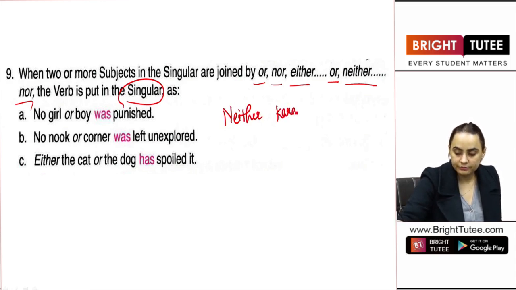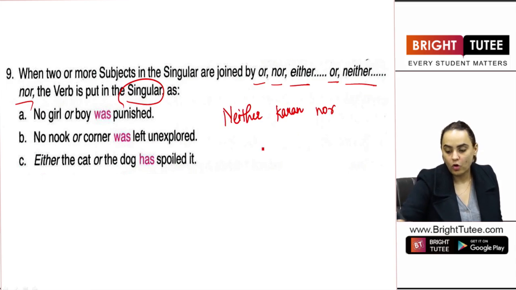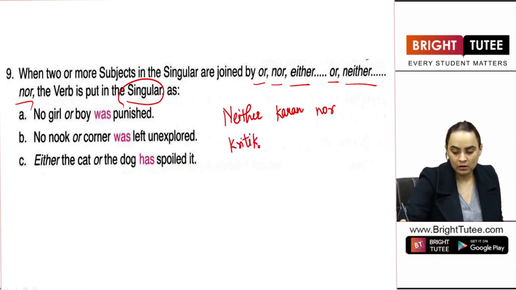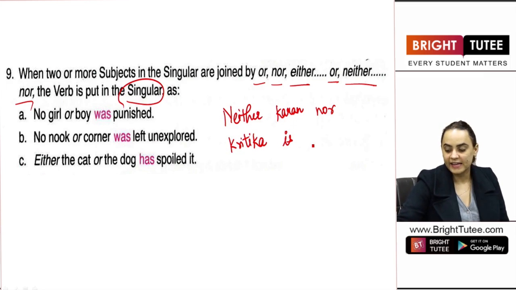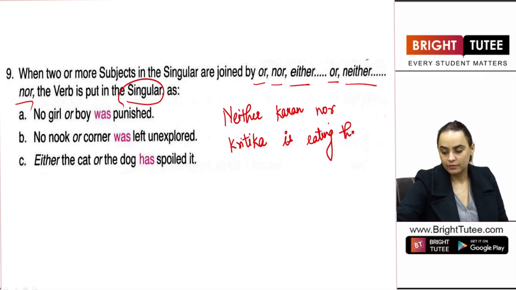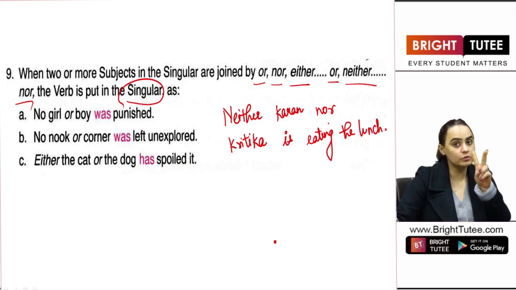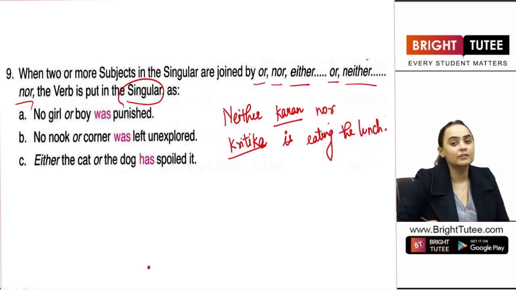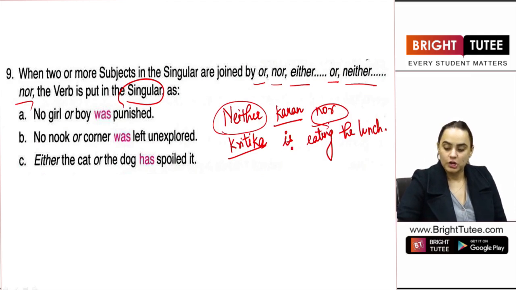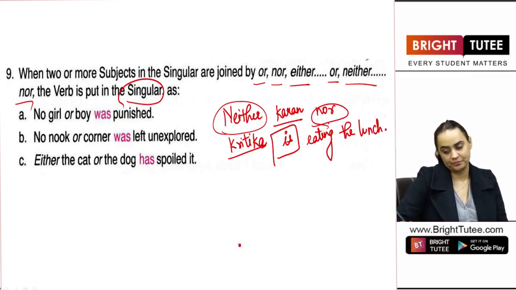Neither Karan nor Kritika is eating the lunch. Okay, I've got two subjects here, Karan and Kritika, and these two subjects are used with the conjunction neither nor. So, in this case, the verb that I use in this sentence will be singular in nature.